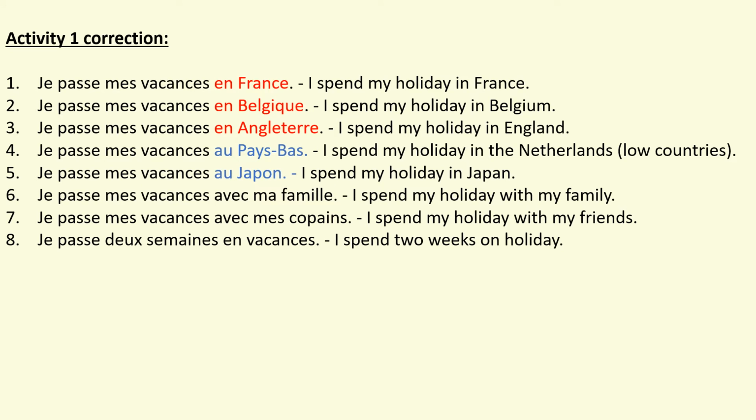So of course for number 6 and 7, you can have many different variations, with my parents, with my cousin, with my brother, with my sister, whatever you want to use. For the length of time as well, you can vary. So here I put 2 semaines, 2 weeks, but you could have 3 weeks, 4 weeks, 5 weeks. Un mois is a month, but you could have 2 months, 3 months, however long you want your holiday to be. So well done. Take the time to double check that everything is correct before you move on.